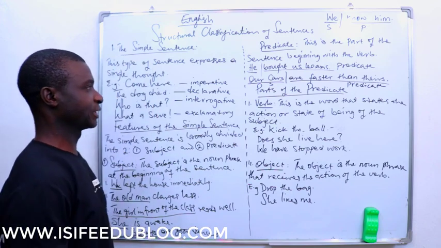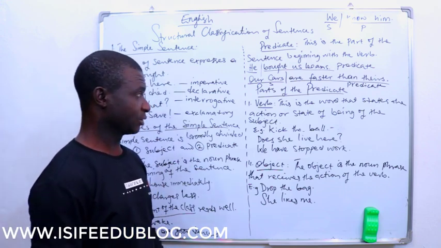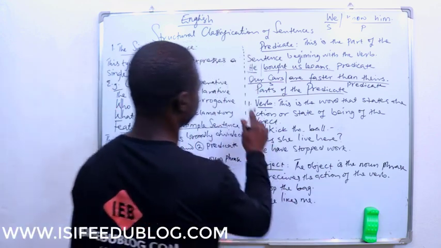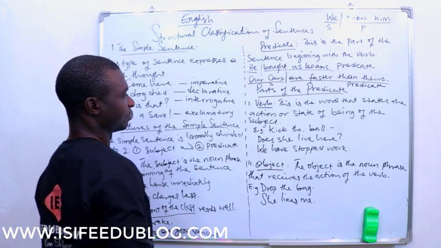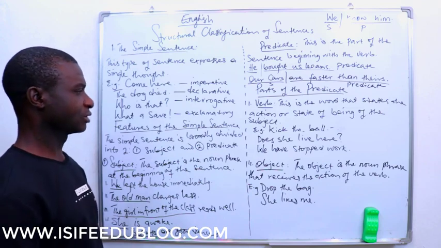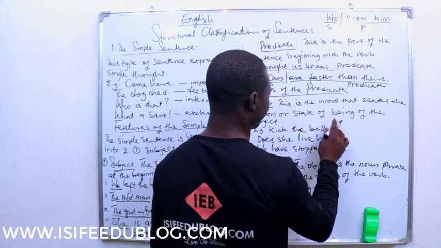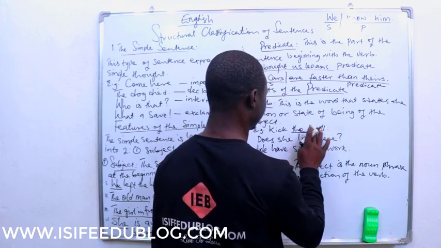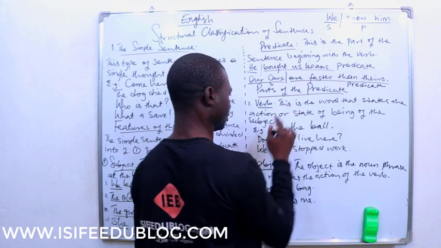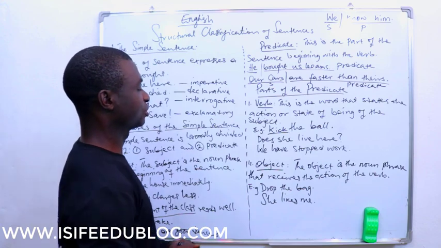Let's look at the parts of the predicate. Of course, the predicate could have different parts. So let's look at those different parts that make up the predicate. One is the verb. This is a word that states the action or state of being of the subject. So, kick the ball. In kick the ball, we have kick as our verb, stating the action that should be performed.